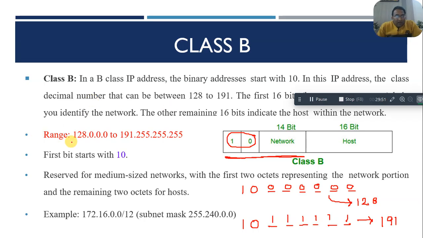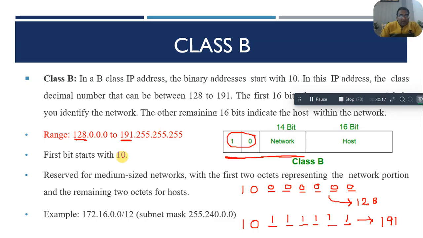That's why we have a network ID starting from 128 to 191. So the total addresses can now be from 128.0.0.0 to 191.255.255.255. This is the range of class B.